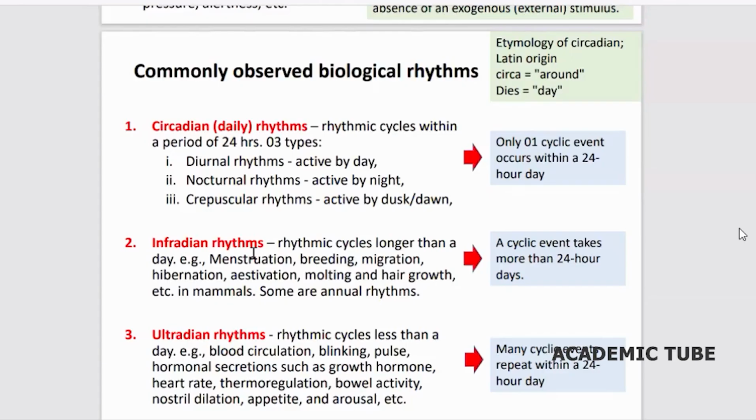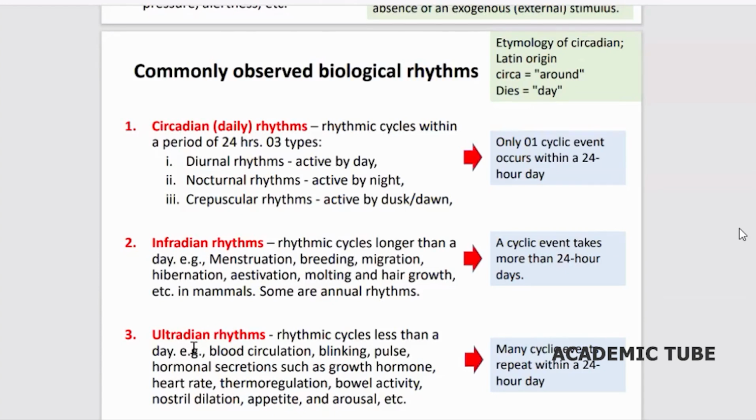Then the breeding. For example, the breeding seasons in dogs, right? Dogs, like us, do not breed throughout the year. Cats also, right? They have a kind of a breeding season. Every year, as far as I know, the birds have 2 breeding seasons a year, right? So in order to complete one breeding cycle, it takes more than 1 day. So they are infradian rhythms.